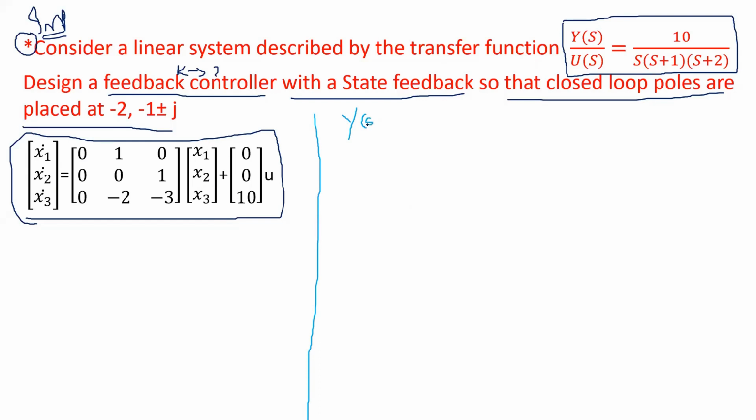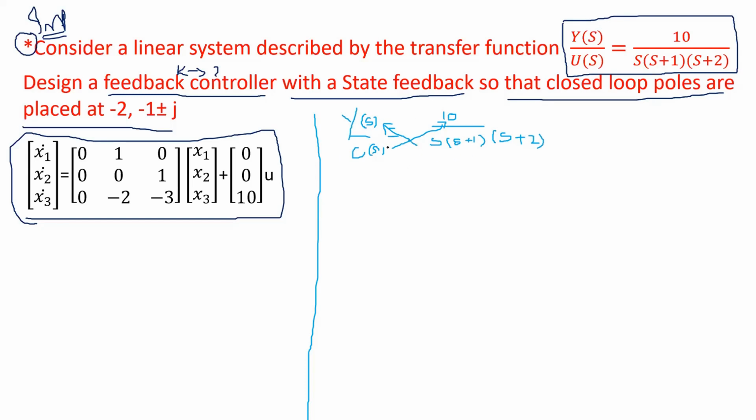So what is the given transfer function? Y(s)/U(s) is equal to 10 divided by s into (s plus 1) into (s plus 2). Let me take cross multiplication, because in the numerator we don't have any s terms, so I can go with the canonical form.